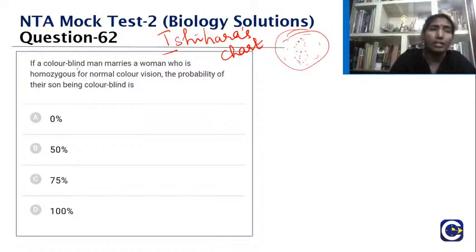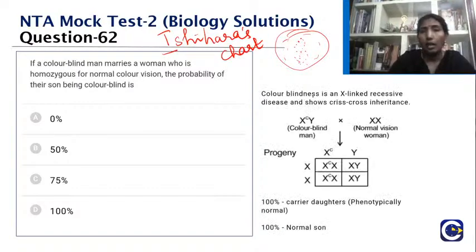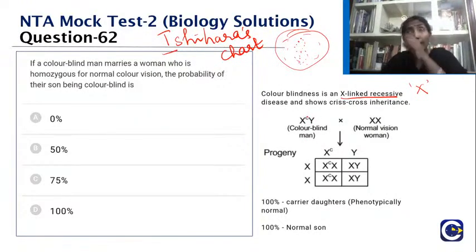So here the man is colorblind, but the woman is not. Colorblindness is an X-linked recessive disease, a sex-linked recessive trait, because the Y chromosome does not carry any gene for color vision, only the X chromosome does. Now the woman is normal and the man is colorblind. They get married, and according to the Punnett square we plot, we can see the probability.